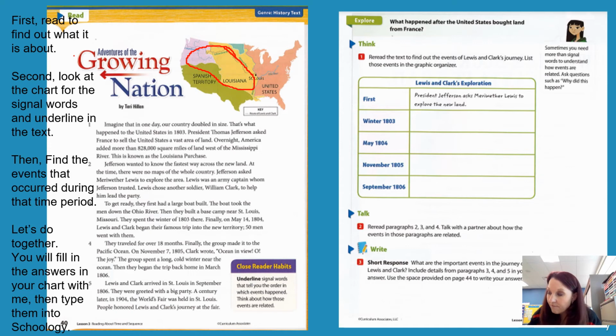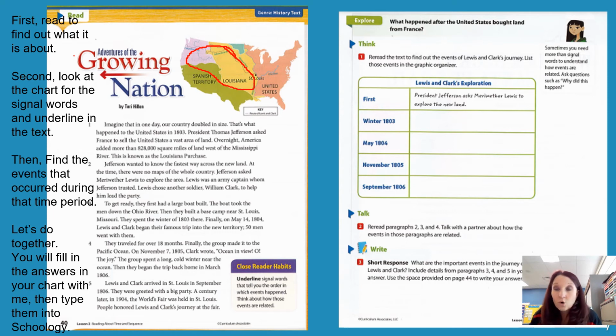To get ready, they first had a large boat built. The boat took the men down the Ohio River. Then they built a base camp near St. Louis, Missouri. They spent the winter of 1803 there. Finally, on May 14, 1804, Lewis and Clark began their famous trip into the new territory. 50 men went with them.